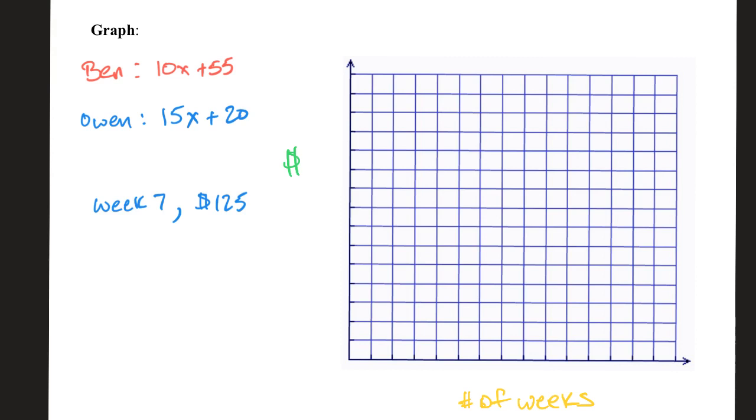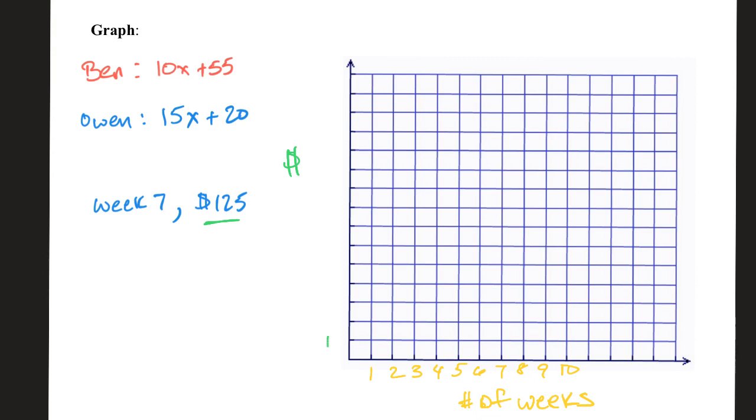So the number of weeks is easy. We can just count by ones down here: 1, 2, 3, 4, 5, 6, 7, 8. And I'll go all the way to 10. Why not? We think it's going to be week 7. We're verifying that, so I just gave myself a little buffer right there. And now we want to go up to, we think it's 125. So what happens if I count by tens here? 10, 20, 30, 40, 50, 60, 70, 80, 90, 100, 110, 120. That's going to be perfect.